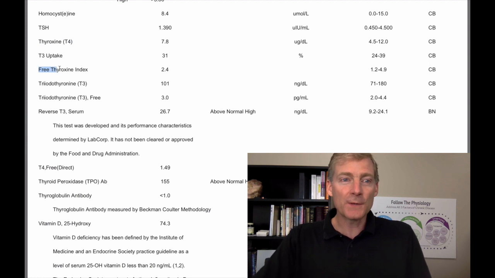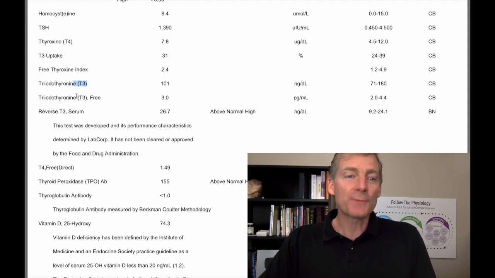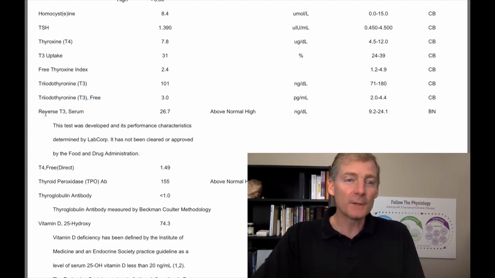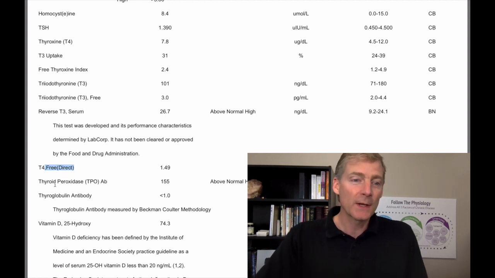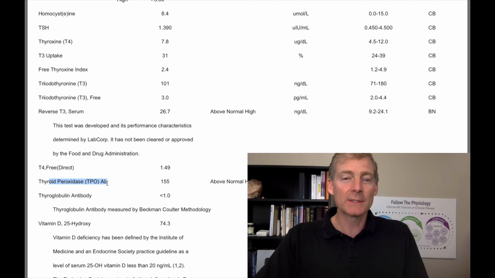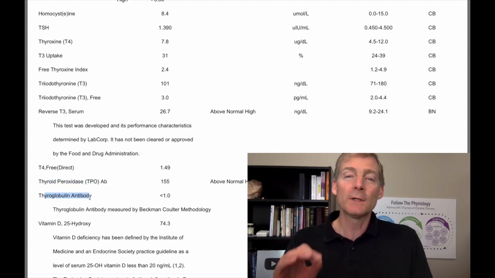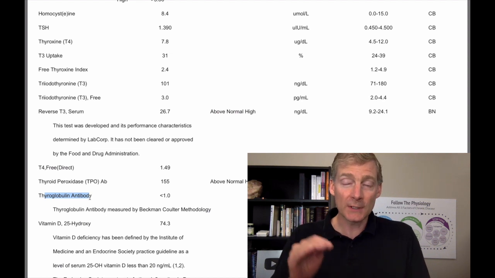Here's another one, free thyroxine index. Here's T3. This is run normally. And then free T3, reverse T3, T4 direct. And then these last two are super important, thyroid peroxidase and thyroglobulin antibody. These last two have to do with an autoimmune condition of your thyroid.